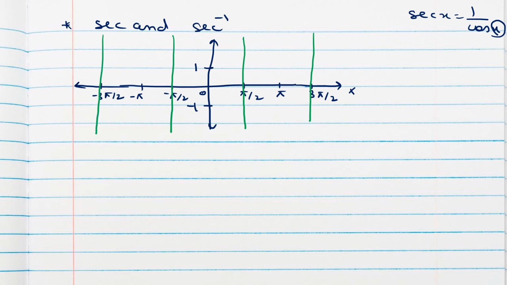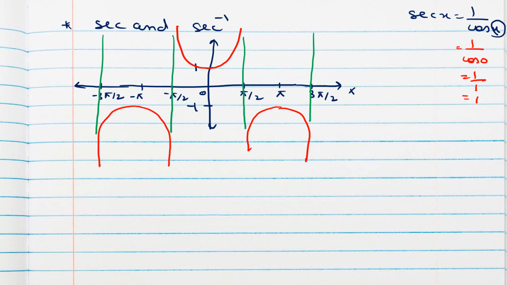So our graph will be like this. At 0 it will be 1 because 1 by cos 0 is 1 by 1, that is 1. So at 0 it is 1, but at pi by 2 and minus pi by 2 it is undefined. Similarly at pi it will be minus 1 and then undefined. Here also it will be minus 1, then undefined. So this is the graph of sec.